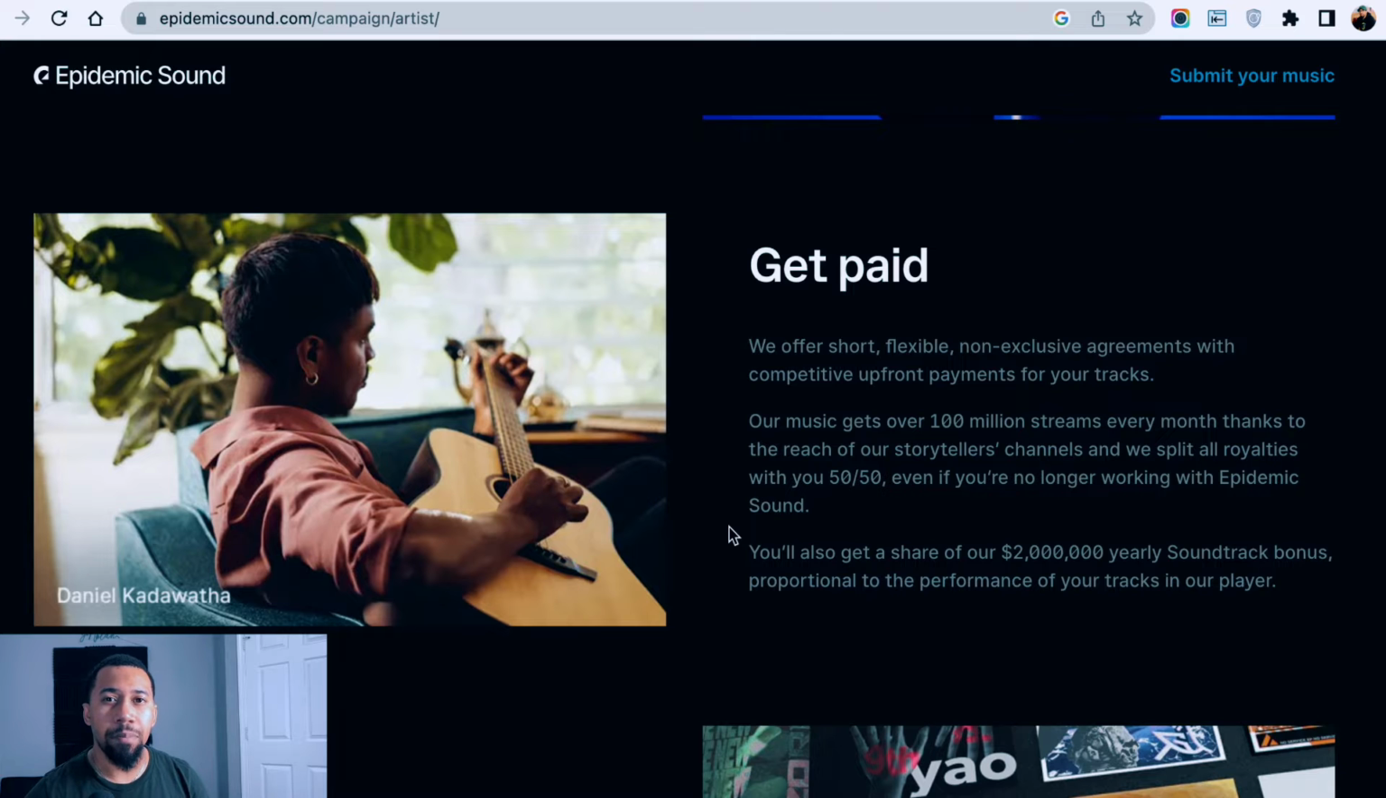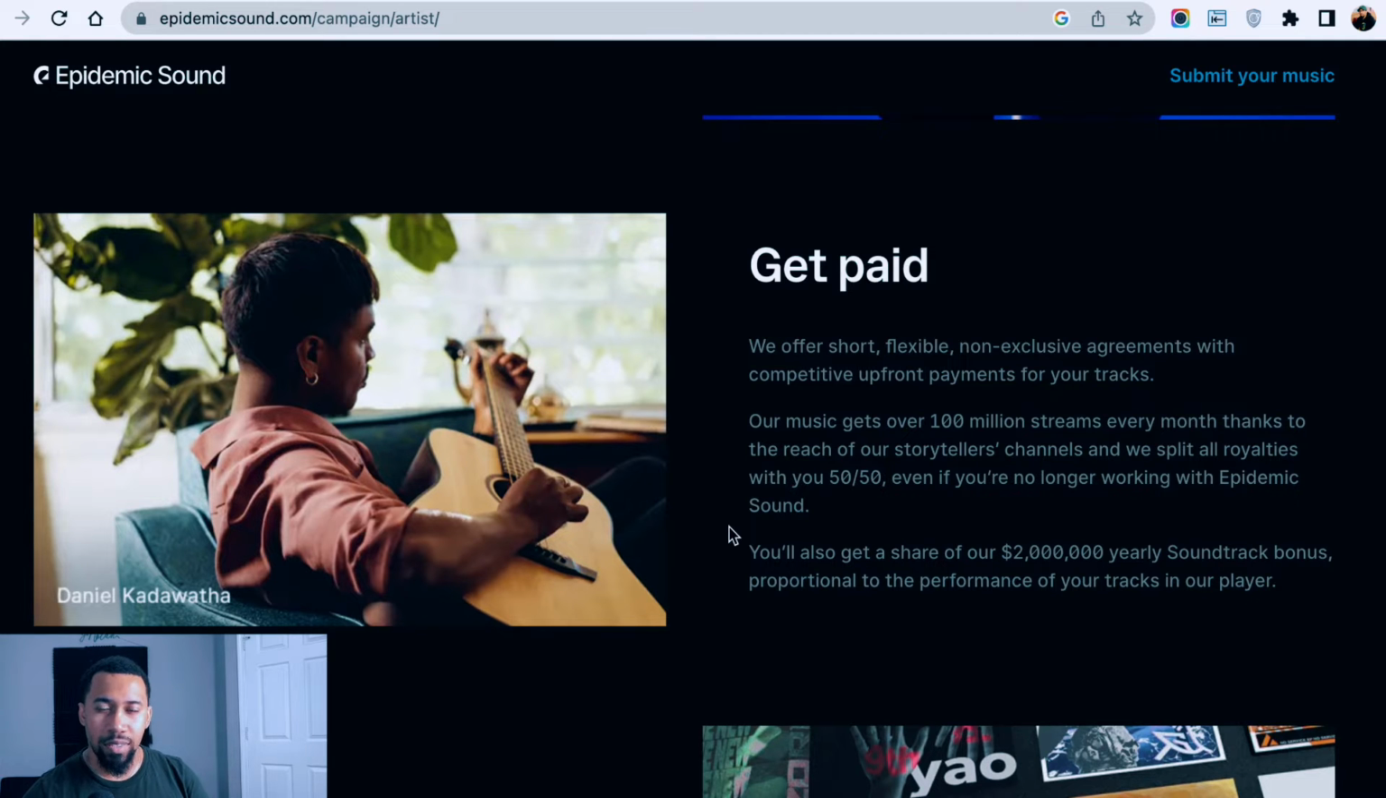But no matter what that price is, you're going to split 50-50 with Epidemic Sound. So that is a positive. Also get a share of our $2 million yearly soundtrack bonus proportional to the performance of your tracks in our players. So this here is a bonus. This is not guaranteed, right? Just like at your job, a bonus is not guaranteed, but it's lovely if it comes.